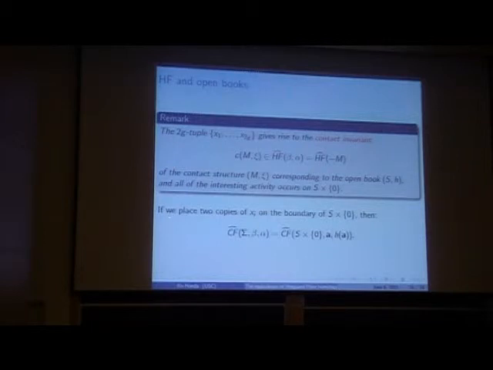Okay, so what we did over there is we placed two copies of xi on the boundary of S cross 0. And then in that case, you can write the Heegaard Floer homology chain group as something that's defined strictly in terms of S.